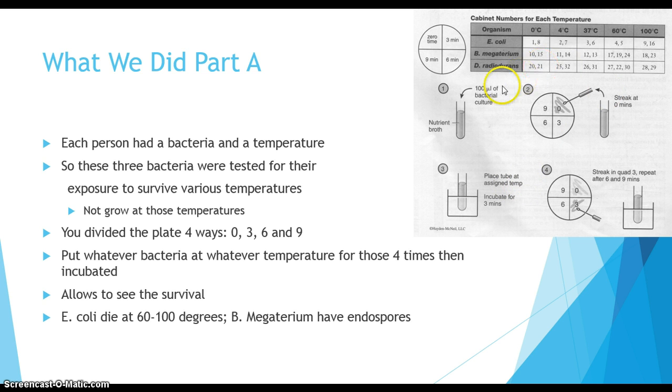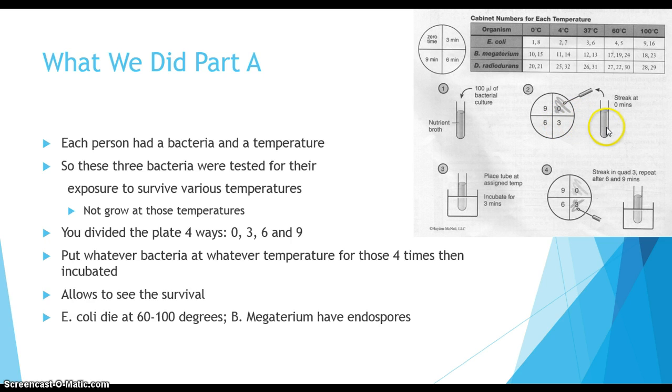What that does is expose the bacteria to the temperature, but it's not measuring the growth. So if you put it at 100 degrees Celsius, for example, and the bacteria dies at 100 degrees Celsius, then you're going to have dead bacteria. So when you go in 3 minutes later to streak it on your 3-minute quadrant, you're going to find seriously reduced growth in that 3-minute quadrant.